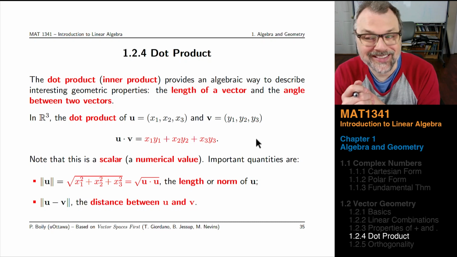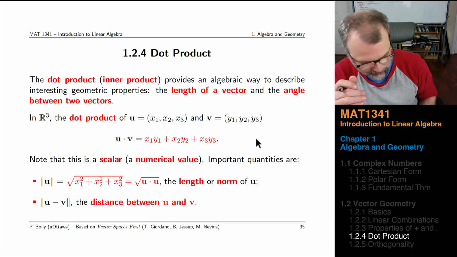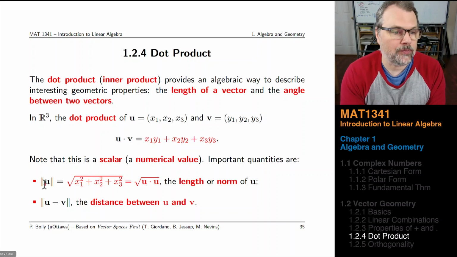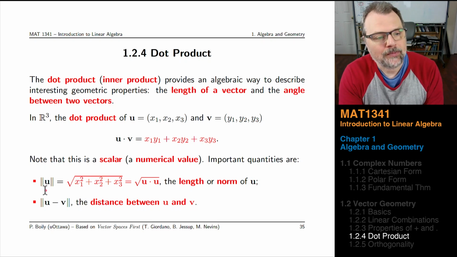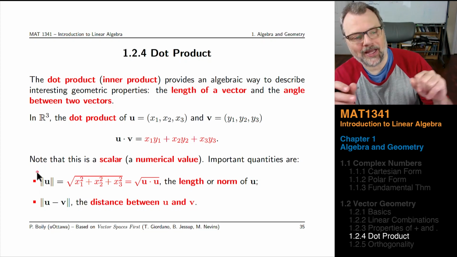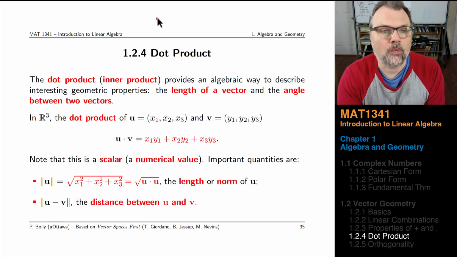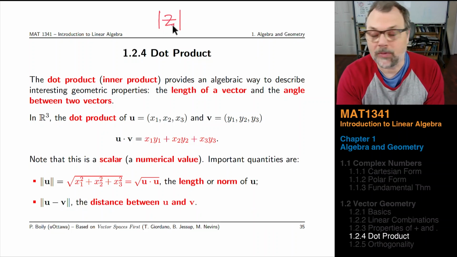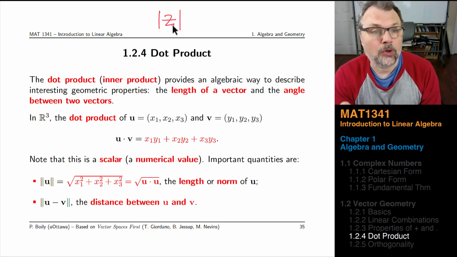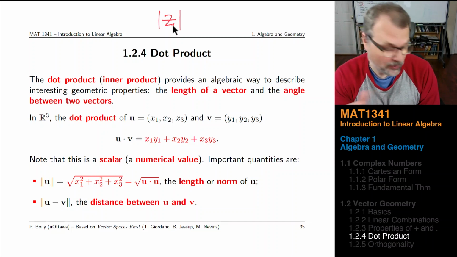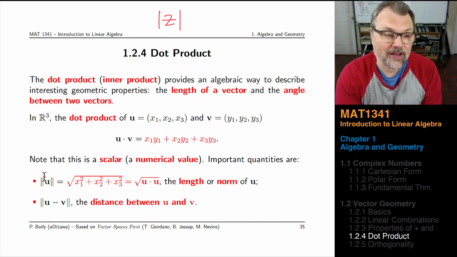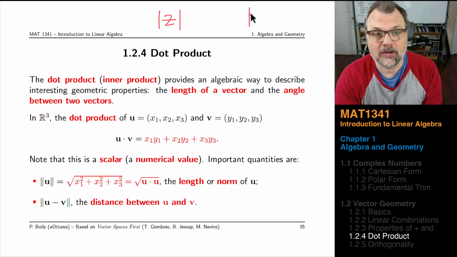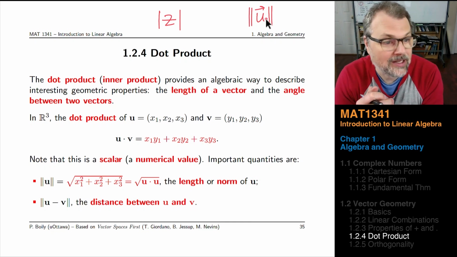There are important quantities you can compute with this. The first one is the length of u. When we are talking about a vector and we want its magnitude, we typically represent that with the double lines. When we were talking about a complex number or even a real number, we computed the absolute value or the modulus, depending on whether we're in R or C. Well, this is a generalization of that. When we're talking about vectors, we have the double line, which specifies that we're looking at the length of a vector.